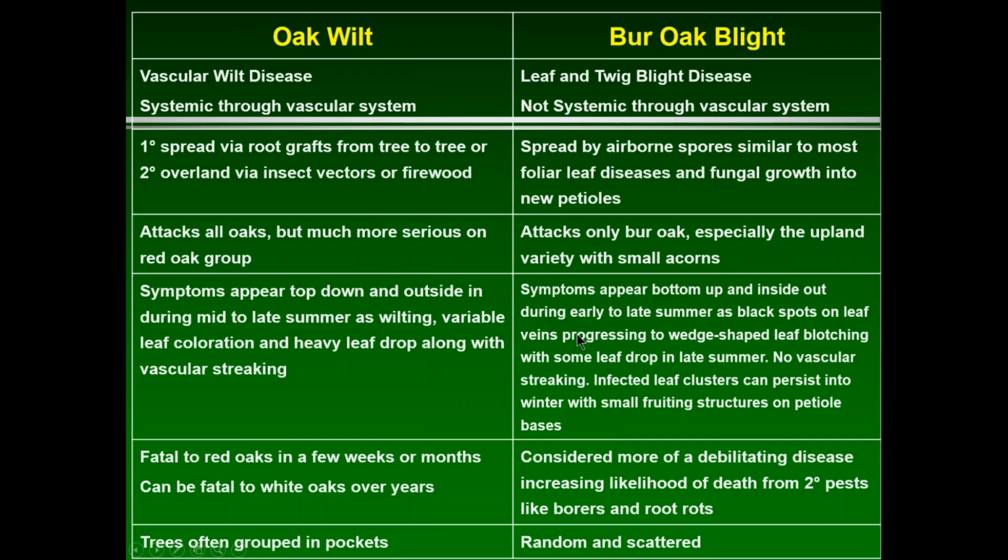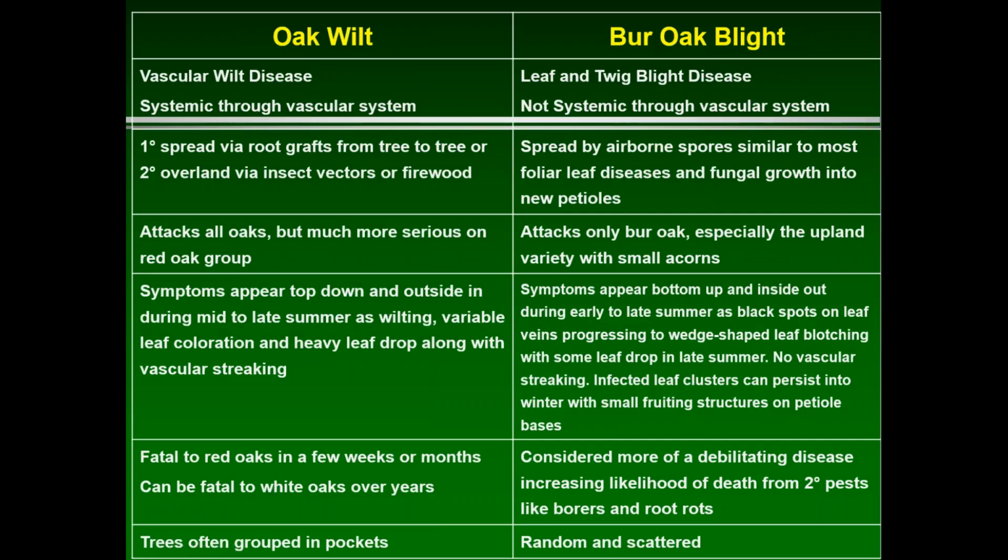With bur oak blight, our symptoms appear bottom up and inside out. Early to late summer there are black spots on leaf veins and on the leaf blade, progressing to wedge-shaped leaf blotching with some leaf drop in late summer. We don't have any vascular streaking like we will have in oak wilt. If we peel back the bark, we oftentimes have vascular streaking, which is the tree's response to the presence of the fungus, trying to wall it off. We don't have that with bur oak blight. Infected leaf clusters can persist in the winter, and then there are small fruiting structures on the petiole base, as we saw earlier in some of the slides.